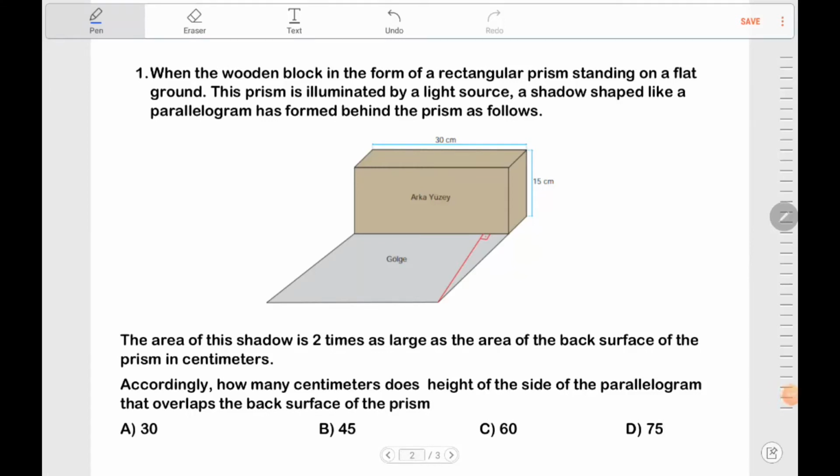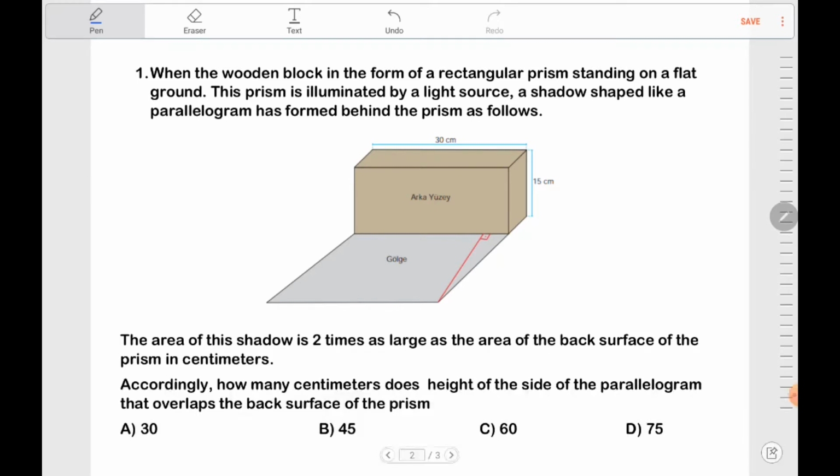Hi everyone, this video is a problem solving part for finding area of a parallelogram. In this video, we will solve two skill-based questions (beceri temelli sorular) that are published by the Ministry of Education in Turkey. Well, let's look at the first question.